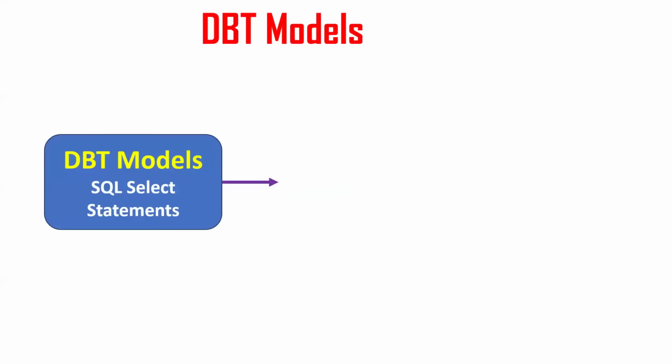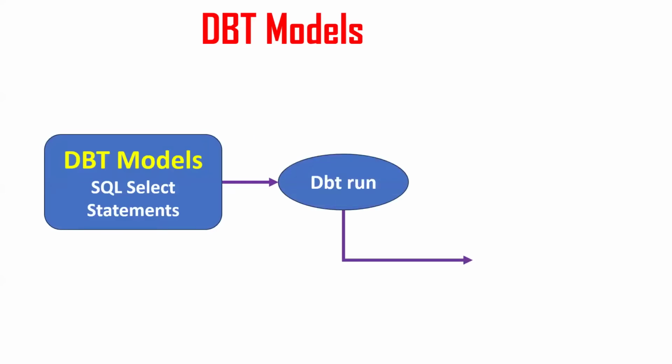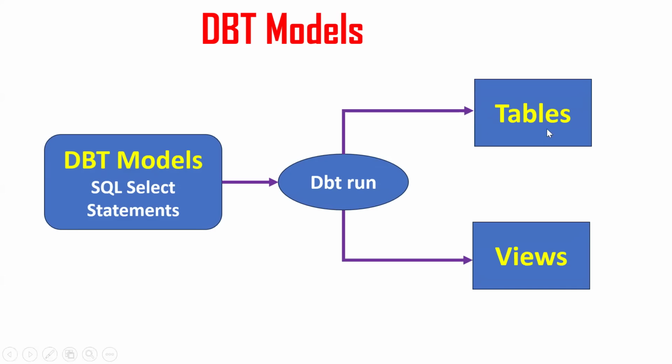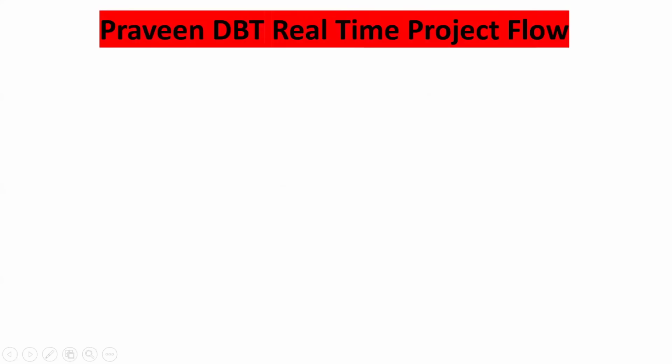We are creating models with the help of select statements. When you run DBT, what happens? It internally converts them into tables and views. It can be a transient table; by default it is a transient table. If you want to create permanent tables, we can create permanent tables, and we can also create secure views. Got the point? Getting a little bit so far.